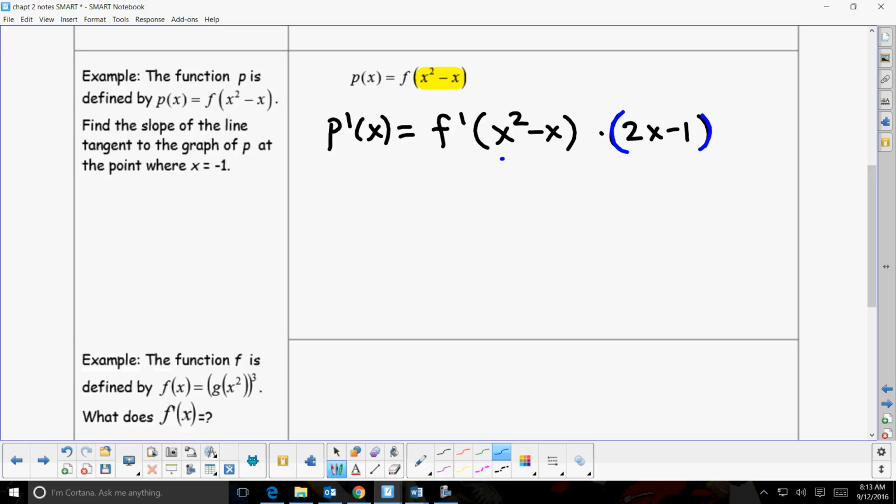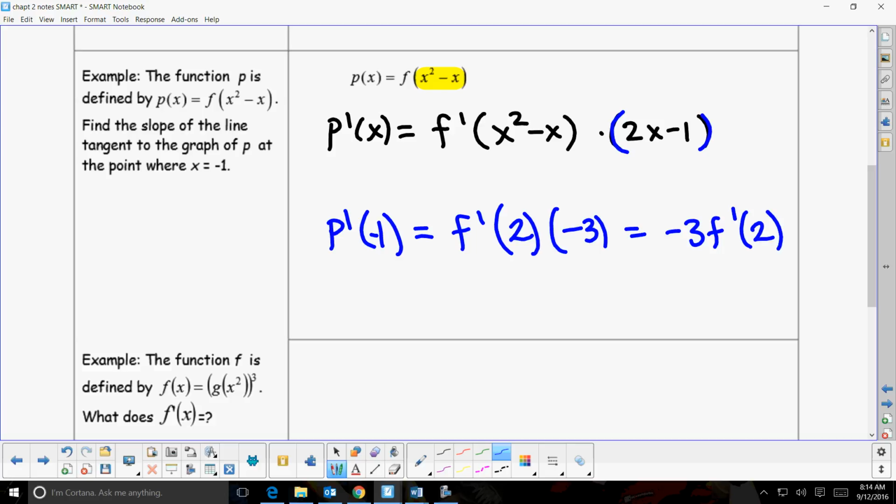Okay? So then it says, find the slope of the line tangent at x equals 1. So now we're just going to find p prime of 1. Oh, thank you, negative 1. So that would be f prime of negative 1 squared is 1 minus a negative 1 would be 2, times, plug in negative 1, negative 2 minus 1, negative 3. And that's all we can do for now. And then maybe they'll have a chart that shows us what f prime of 2 is, and then we can plug it in. But for now, that's all we know.